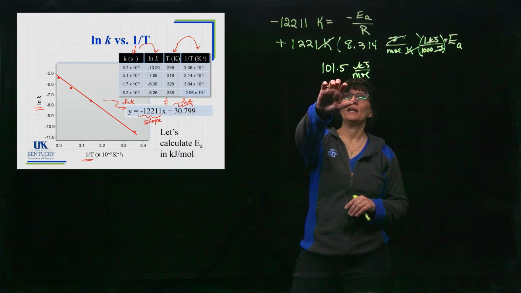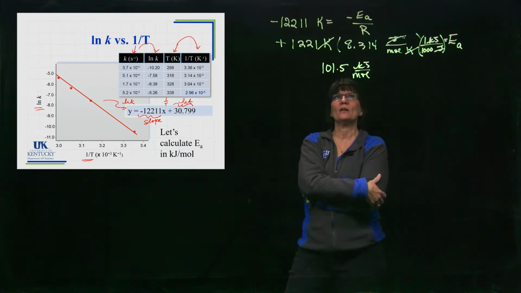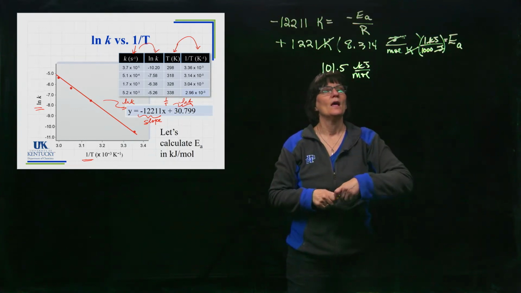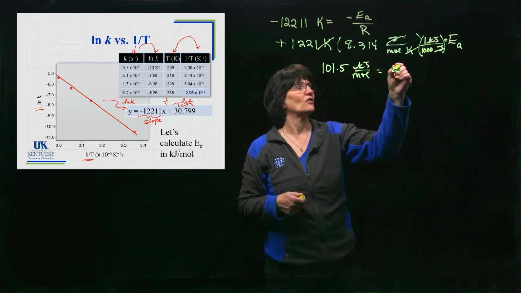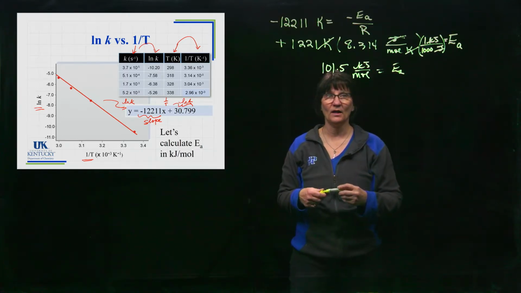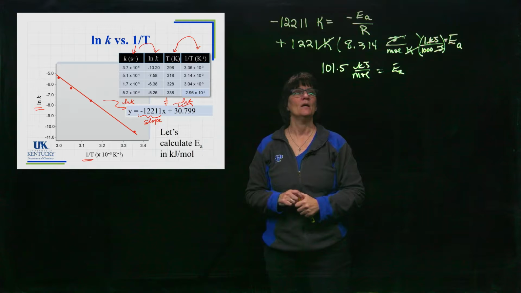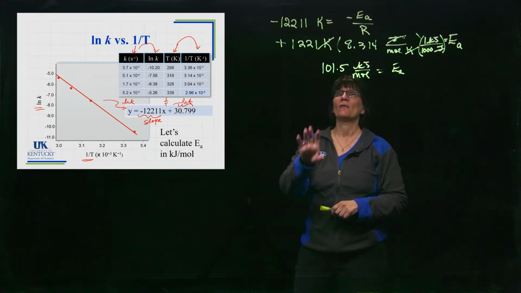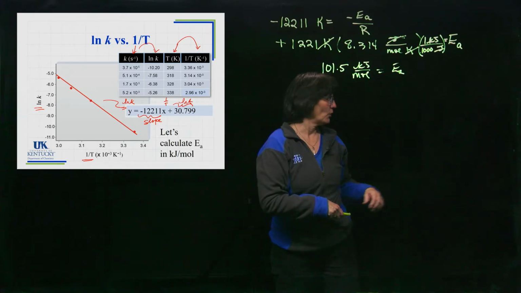The bigger this number gets, the slower the reaction, this is activation energy, right? The bigger this number gets, usually the smaller the reaction rate, because it's a high mountain it's got to climb. The smaller that mountain is, the faster the reaction is going to be.